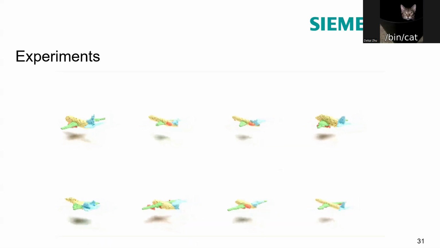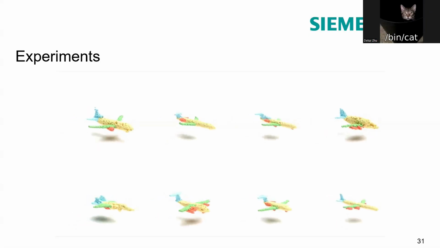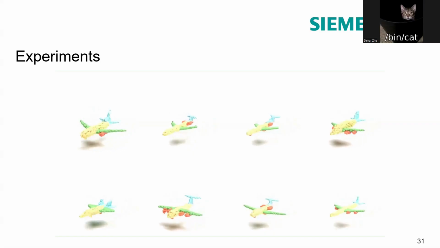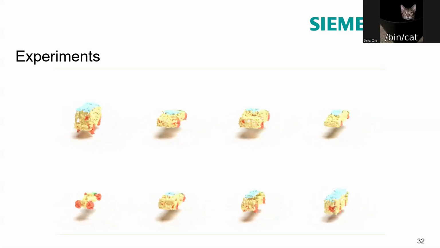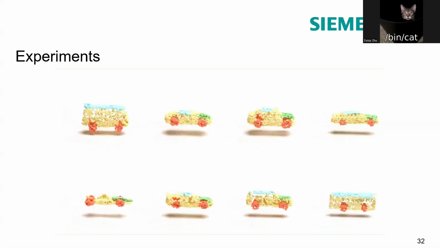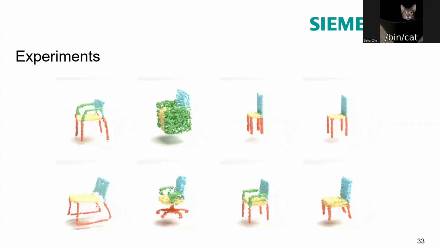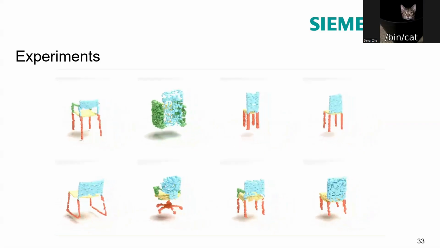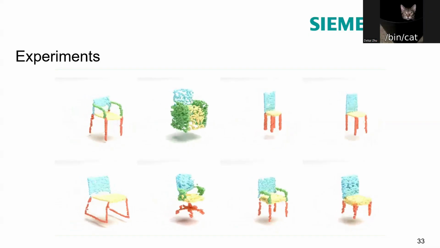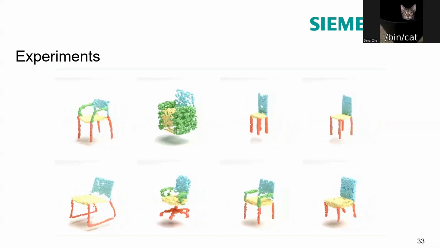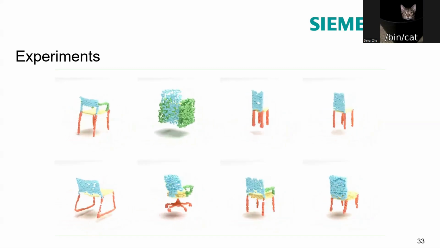Here are some visualizations of the generated point clouds. We only show the generated point clouds from three categories of ShapeNet, and more results can be found on our project page.